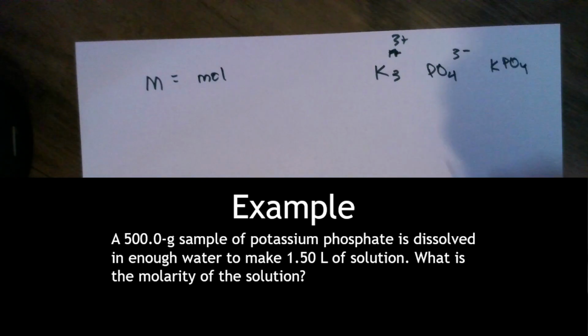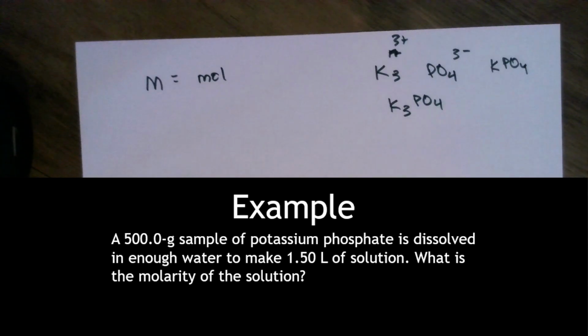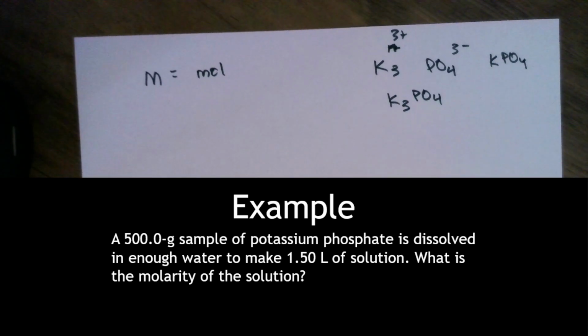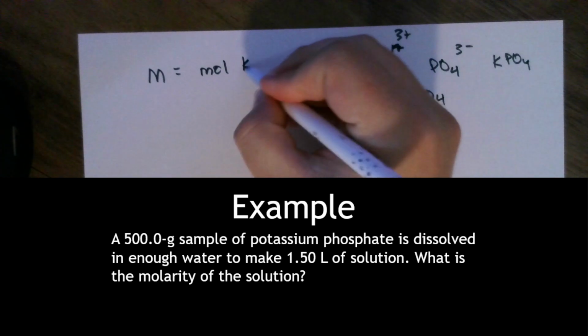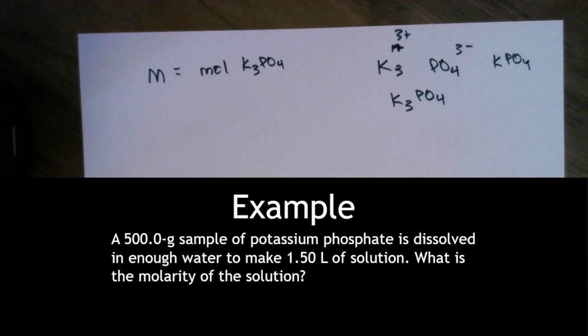And now if I add these two things together, I have K3PO4, like that. The 3 plus and 3 minus cancel. Okay. So I have my moles of this compound, K3PO4, potassium phosphate.